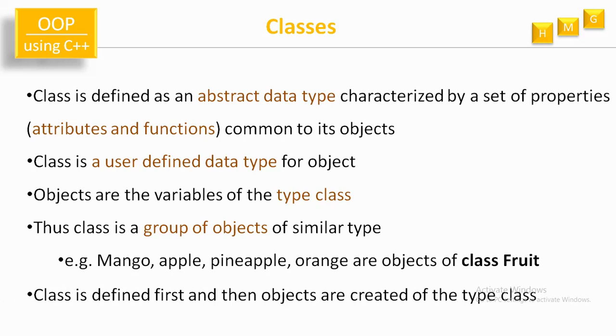In an OOP program, you have to define the class first. Once the class is defined, then you can create the objects of the type class. So in this way, in a program you have to define the class followed by the creation of objects.